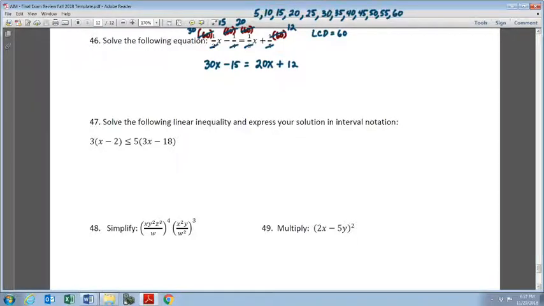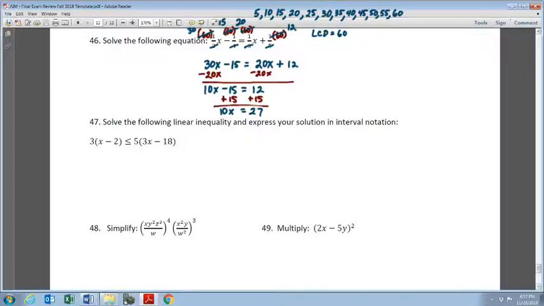So we've cleared fractions. Now we need to get x on one side only. Let's go ahead and subtract 20x on both sides. And this is going to take us 2 more steps. We're going to have to add 15 to each side. And we get 10x equals 27.